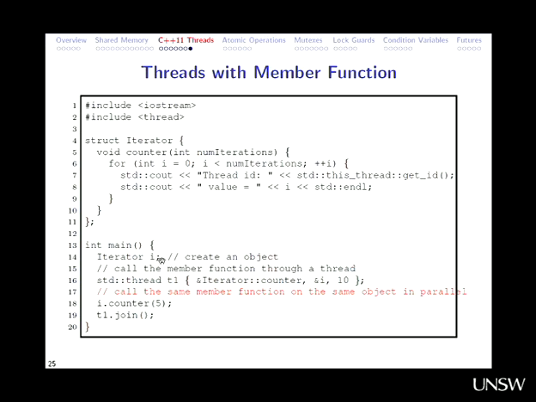Inside main, I can create an iterator object. I can create the thread by naming the function inside the iterator that I want to call, with the address of i, being that class, as the value to pass into that parameter. I can also just call the same member function in parallel like that, with a count of 5, and that goes and runs. So that's a member function of a class.